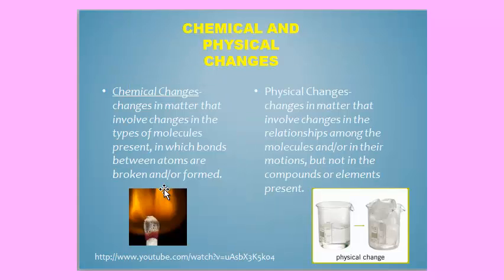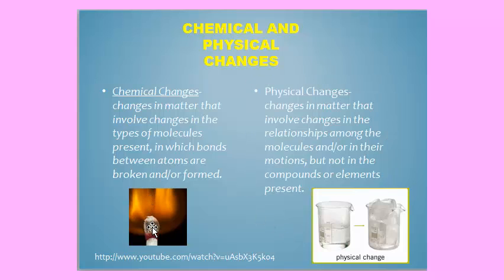Alright, let's talk about chemical and physical changes. Chemical changes are changes in matter that involve changes in the types of molecules present, in which bonds between atoms are broken and or formed. Then you have a physical change, changes in matter that involve changes in the relationships among the molecules. So there's the difference. Physical change is just a change in the relationships among the molecules and or in their motion, but not in the compounds or elements present.